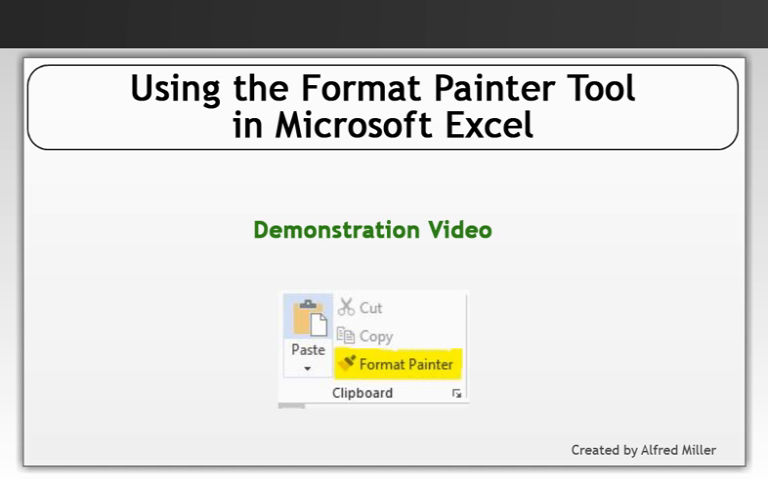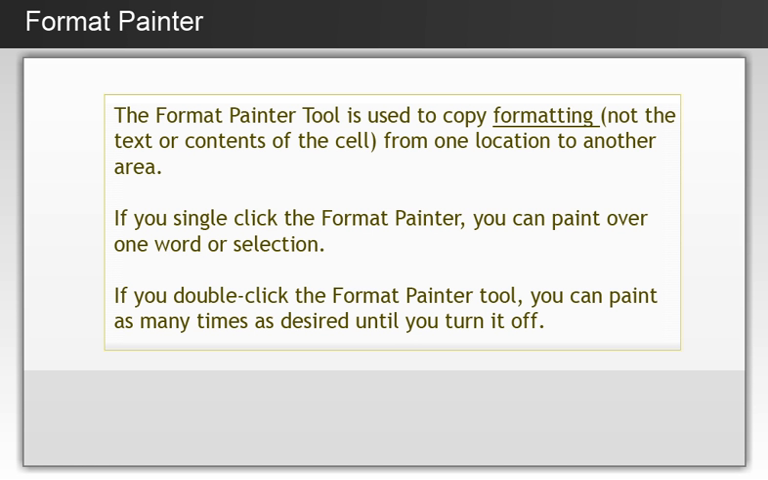I'm going to show you how to use the Format Painter tool in Microsoft Excel. The Format Painter tool is used to copy formatting, not the text or contents of the cell, from one location to another area. If you single-click the Format Painter, you can paint over one word or selection. If you double-click the Format Painter tool, you can paint as many times as desired until you turn it off.